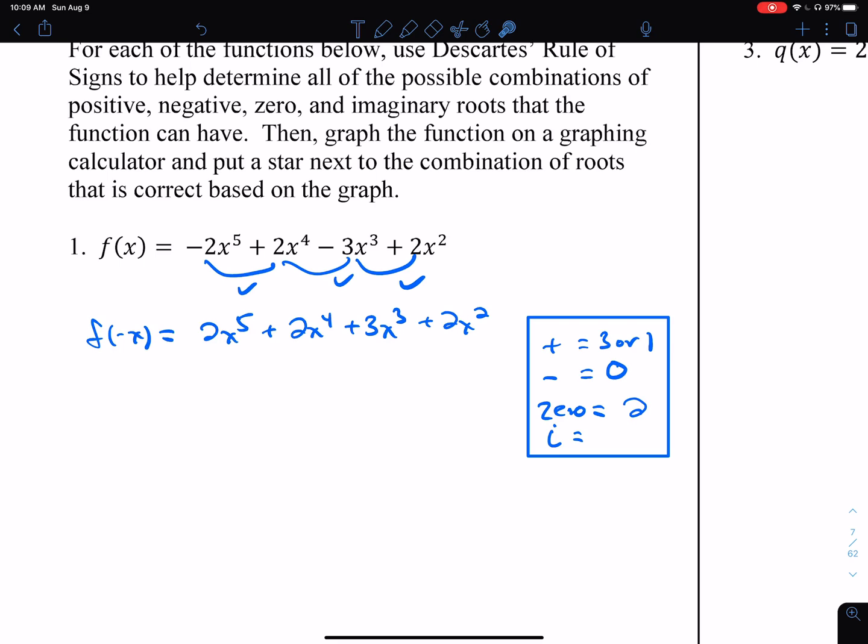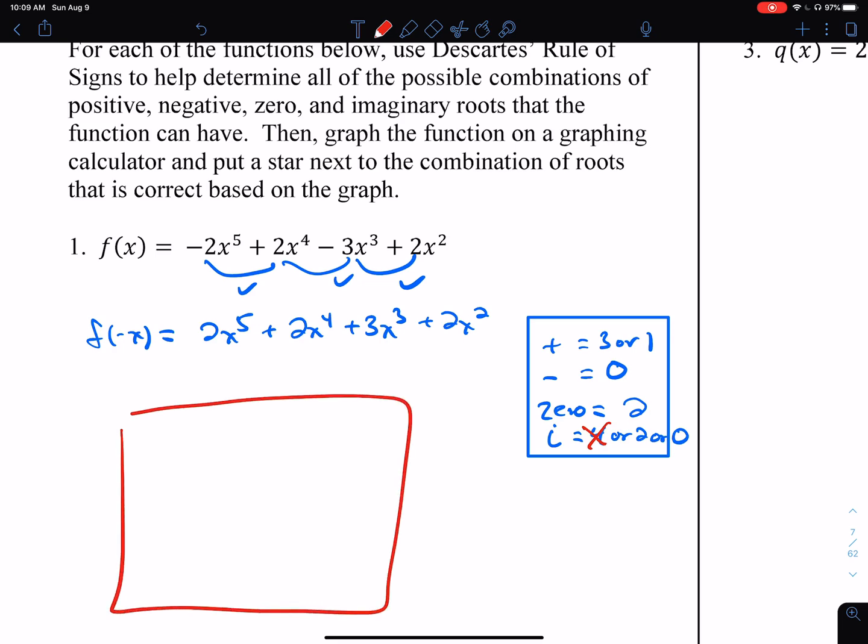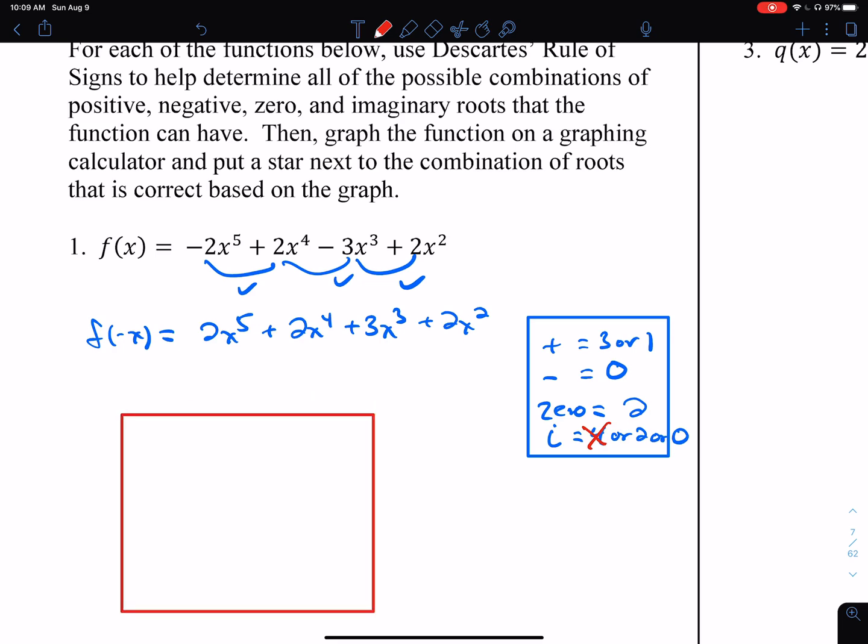big picture-wise, since this is the 5th root, there could be 4 or 2 or 0. Now we know it's not 4 right away because there are 2 of these that are 0. And 2 plus 4 is 6, which is more than this could actually have. So let's actually make our table now. We got positive, we got negative, we got 0, and we got imaginary. We're going to pre-fill in the 0 column because we know it has to have 2.